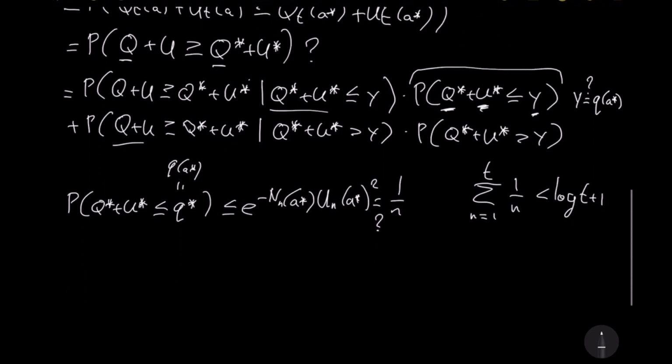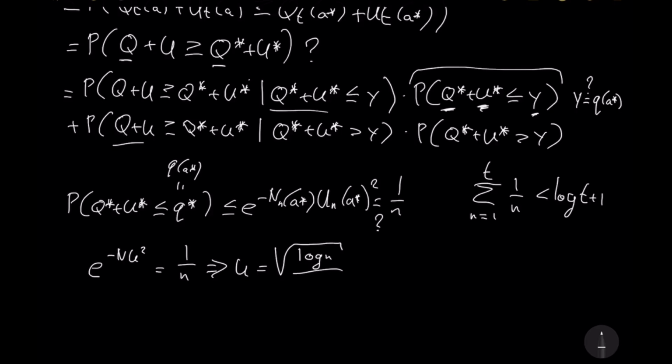Well, we have full choice over what u is. So let's just solve this. If we have e to the minus n u squared, and we want that to be equal to 1 over n, then this implies that we want u to be equal to the square root of the logarithm of small n divided by big N. So this is interesting, because here we see the UCB bound showing up. But we've derived it from this need for the probability on every step to be 1 over n in order to get this logarithm of t in total.